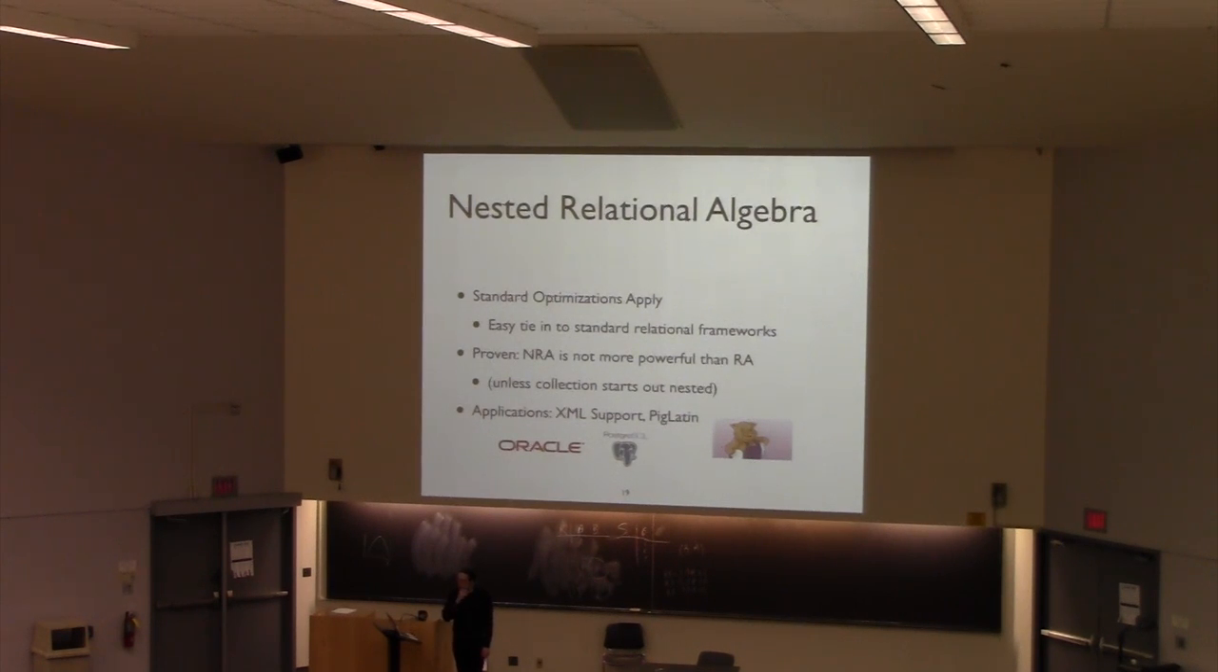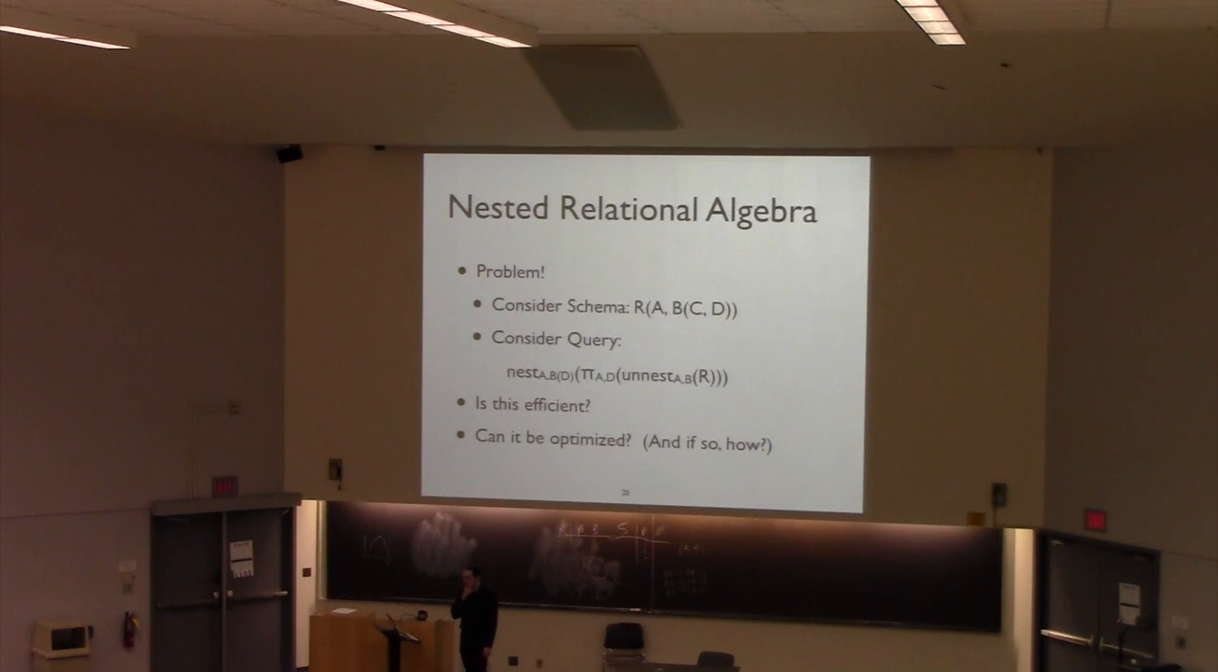Okay, so this is the basic extension to relational algebra, and it's pretty handy. It can be incorporated very easily, but there are certain kinds of things that you can't express in what you might think of as a very optimal way. What do I mean by that? Let's say I have this query here where I start out with a schema for a relation R that has an attribute A that's just a primitive type, and an attribute B that is a table of two more attributes, C and D.